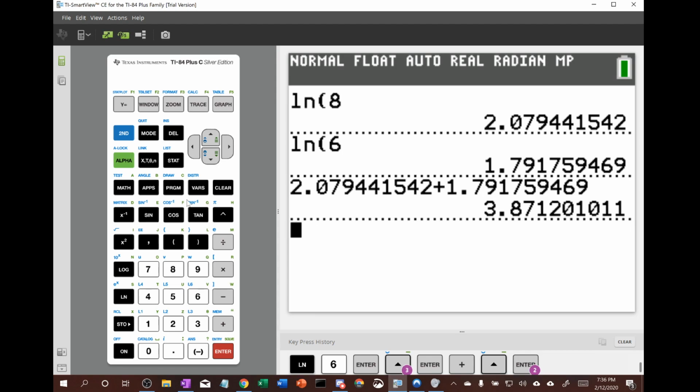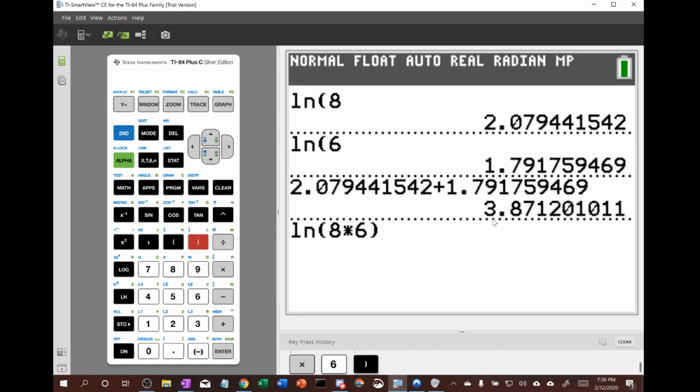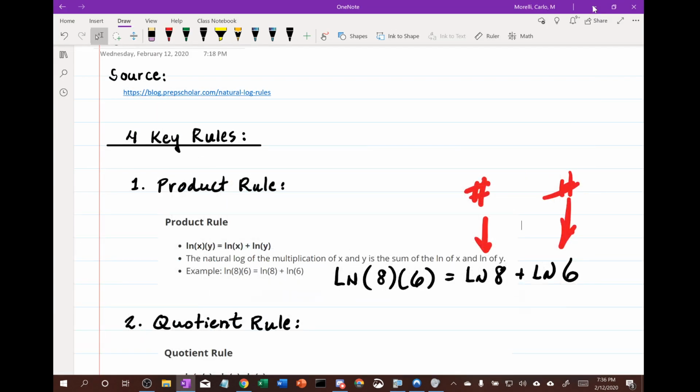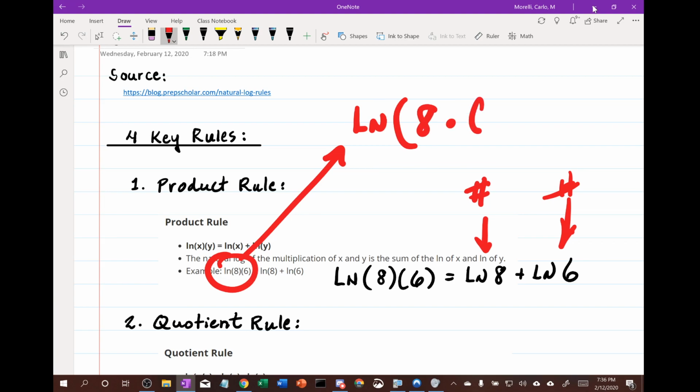So remember what I was about to do. I was about to write ln of 8 times 6. Let's see if that's equal to 3.87. Let's see if it's the same. Oh, it is the same. Very, very interesting. That is super cool. So this is somewhat confusing. The way they've written it, I don't like that, right? The way that I would have written that is I would have written ln of 8 times 6, like that.